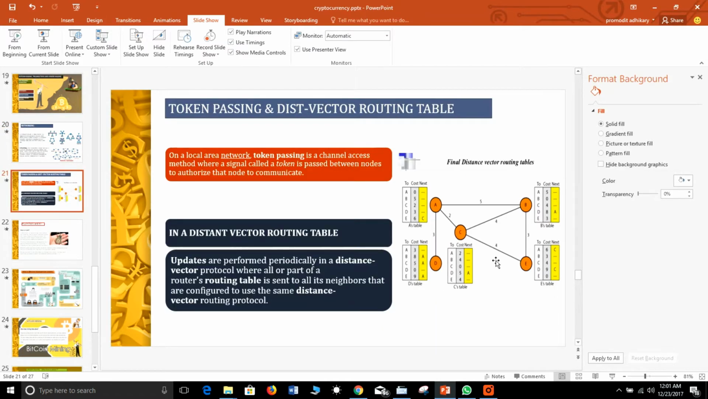Next concept comes as token passing and the distance vector routing table. In a distance vector routing table, updates are performed periodically in a distance vector protocol where all or a part of a router's routing table is sent to all its neighbors that are configured to use the same distance vector routing protocol. For example, in this right hand column you can see a diagram. I will give you a small example to understand this.